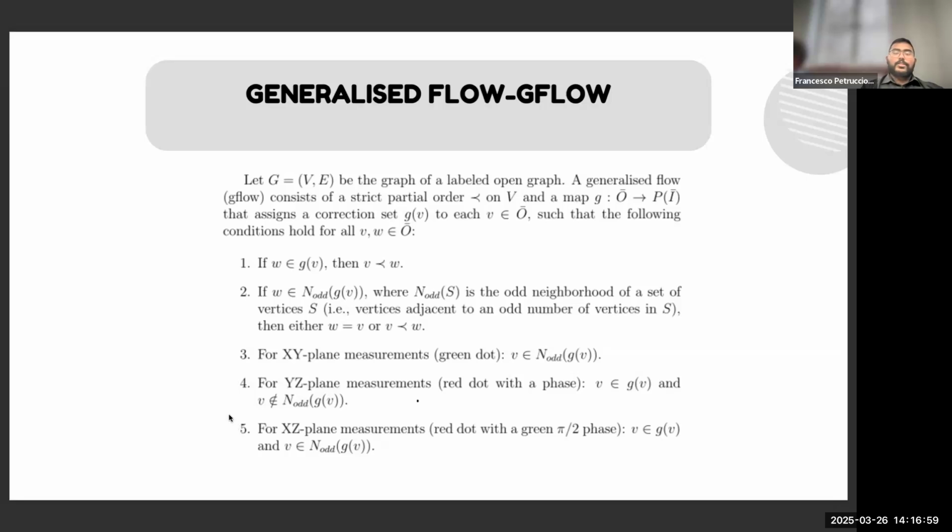And then these last three conditions account for the fact that we could be measuring in any of the three planes. So for the XY plane measurements, we want V to be in the odd neighborhood of the correction set of V.